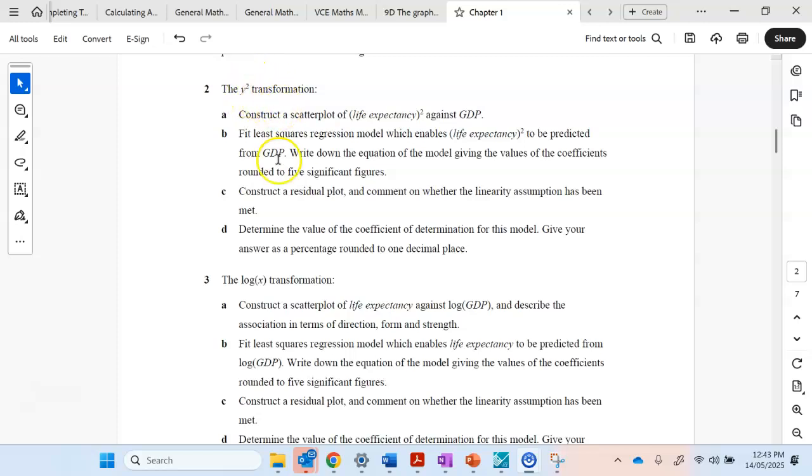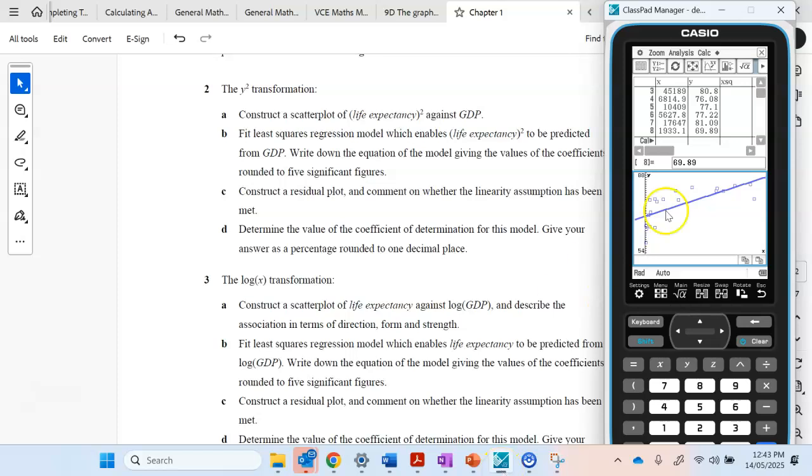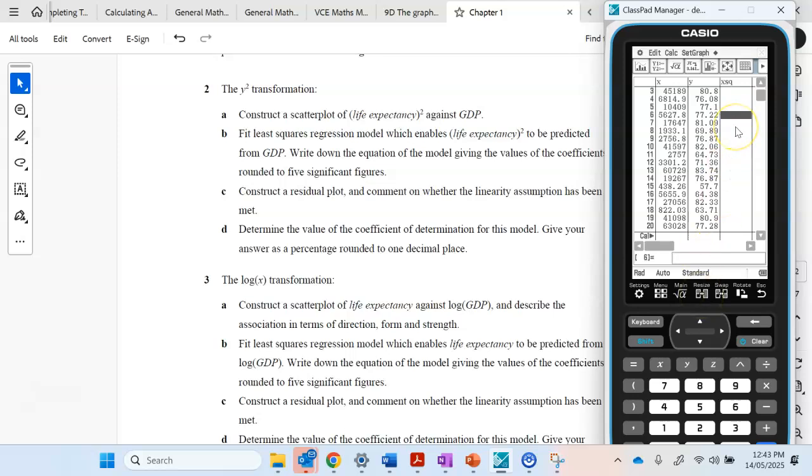So we've got the y squared transformation. We're going to do that one first. So on our calculator, if I just go back to my table, now remember to see the whole thing, we can just go to resize. So we're doing y squared. So that's x squared. So I can go across to y squared. Now I want to tell it what to put in this column. So I do that down the bottom.